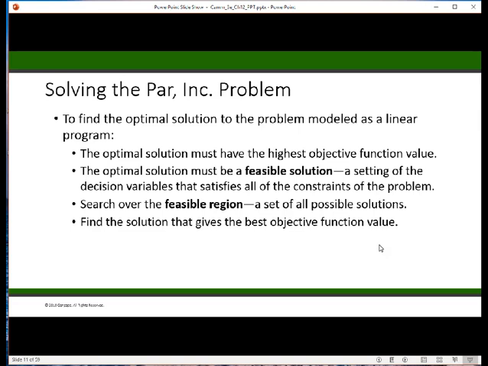So there's obviously a wide variety of possible combinations for that, and that whole set of combinations is known as a feasible region. Each one of those points is a feasible solution, and that's a setting of the decision variables that satisfies all of the constraints of a problem, and we get an associated value from our objective function.